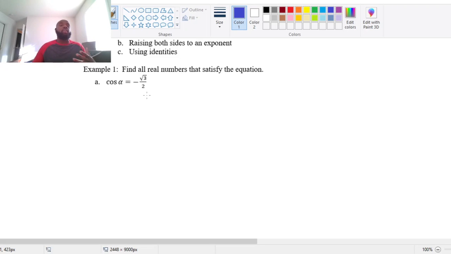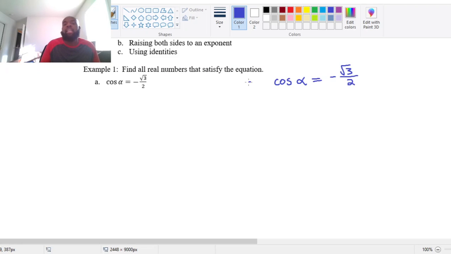So our goal here is basically to find all the angles whose cosine values equal negative square root of 3 over 2. Now, one way that we can think about this is we want to solve for our variable. Our variable is in the input of our cosine function. So what we could do is, well, I'm going to write it this way over here, because you don't have to necessarily do this, but this is sort of what's going on in the background.